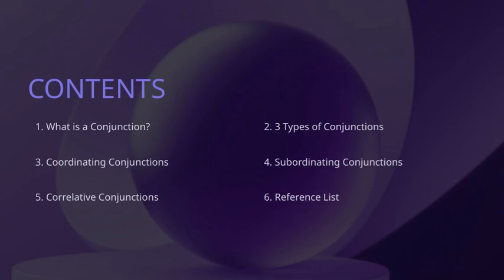Here, we're looking at the reference list, which is essential for giving credit to sources and supporting our points. Moving on, we see the section on subordinating conjunctions. These are the words that connect a dependent clause to an independent one, like because, although, or since. They help us show relationships such as cause and effect or contrast.